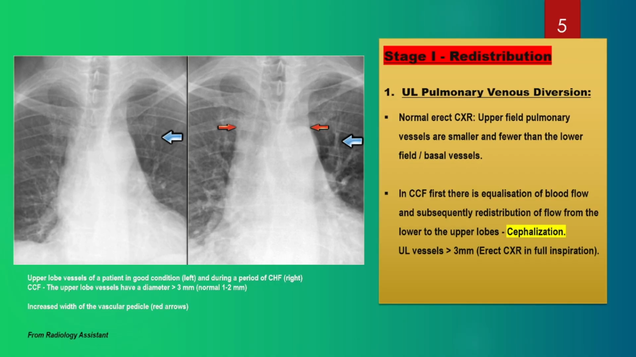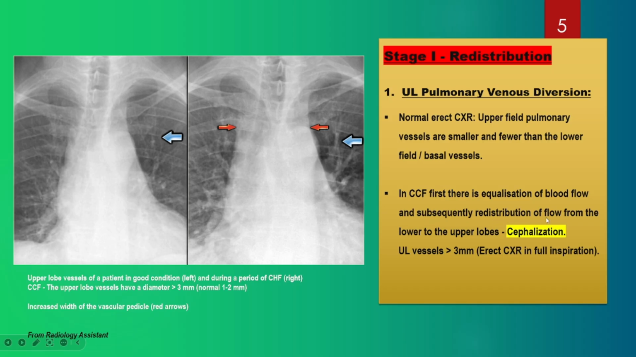Now let's elaborate on the various stages of congestive cardiac failure. Stage 1 is redistribution of pulmonary blood flow. Initially, there will be upper lobe pulmonary venous diversion. In a normal erect chest X-ray, the upper lobe vessels are smaller in diameter and fewer in number. Because of gravity, the lower zone vessels are more prominent. But with congestive cardiac failure, first there will be equalization of blood flow. That means upper lobe and lower lobe vessels will be more or less equal in size.